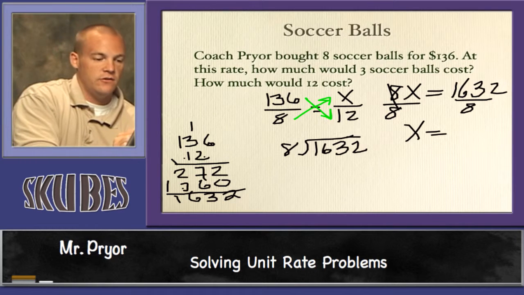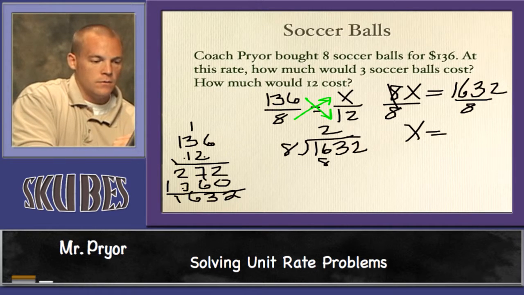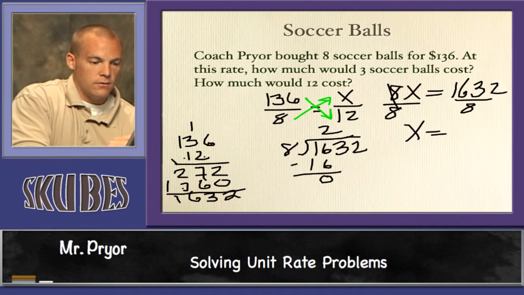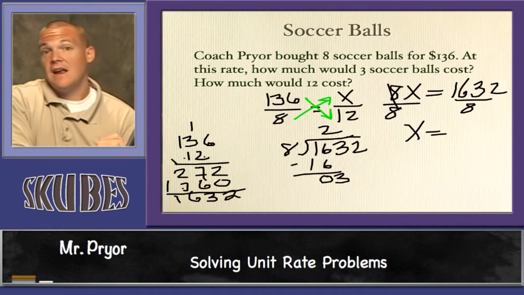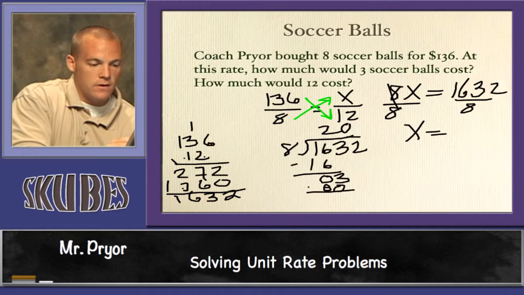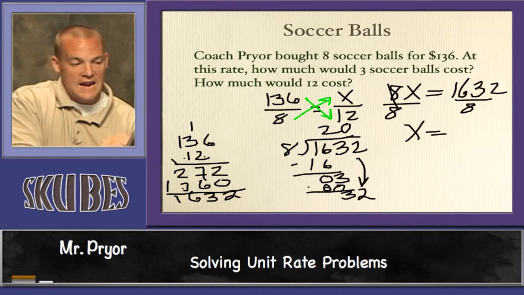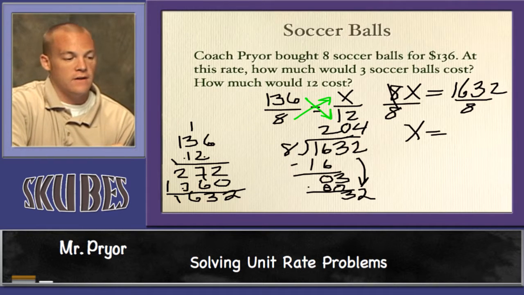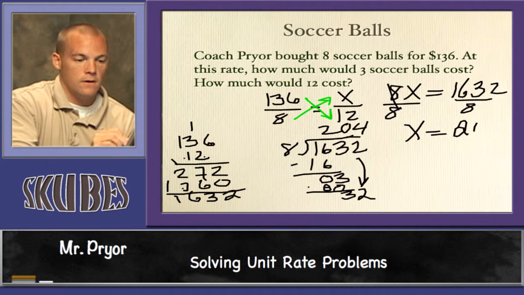So 8 goes into 16 2 times. Let me backtrack there. That's 2 times 8, which would be 16. Now we bring down the 3, but what you'll notice is that 8 can't go into 3, so we need to hold that place up there in your solution with a 0. When we multiply 8 times 0, we get 0. Then we can now bring down the 2, which gives us 32. And 8 will evenly go into 32 4 times. So your final answer here would be $204.